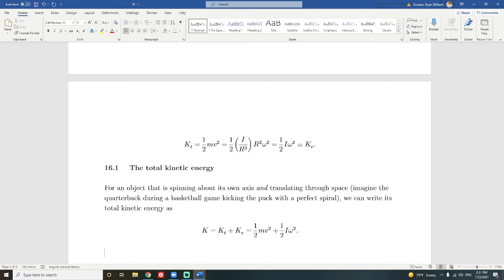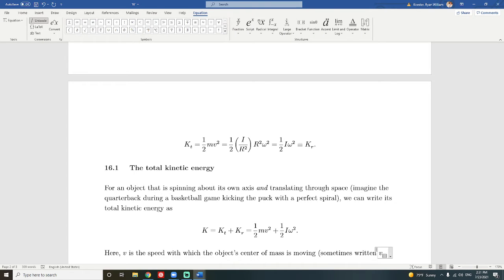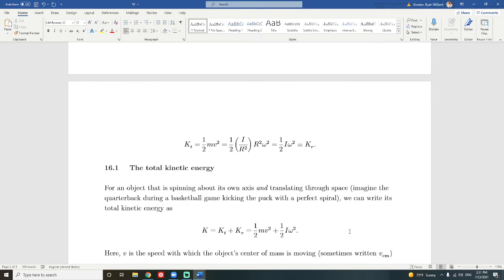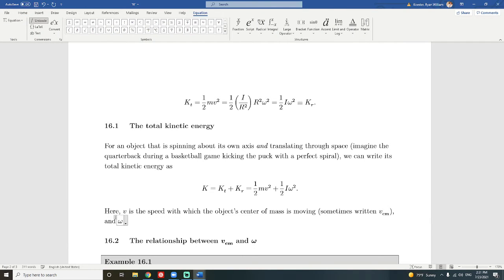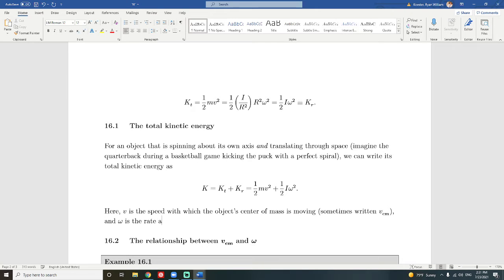Okay, I'm just going to comment on this a little bit. I'm going to say here v is the speed with which the object's center of mass is moving, and this is sometimes written as v sub cm, but I'll usually just write a v with no subscript. And omega is the rate at which it's rotating, just its angular speed.